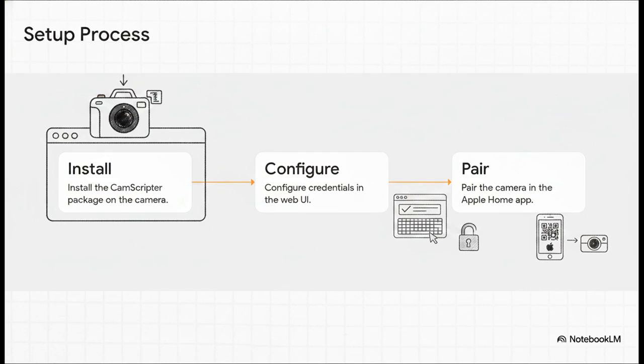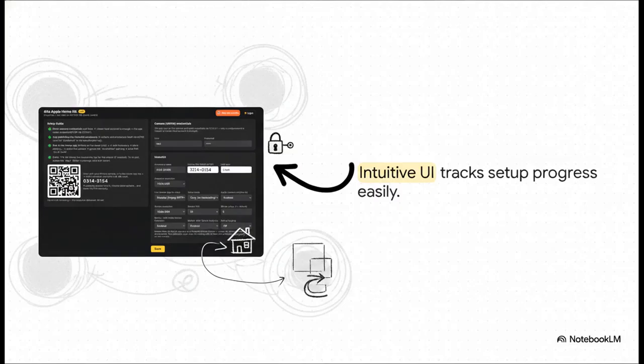Now you might be thinking, setting up an edge bridge is going to take hours of frustrating command line tinkering. Nope, it's an impressively simple three-step process that literally takes about 10 minutes. First, you upload the zip package via the standard CamScripter web UI. Second, you configure your basic credentials. And third, you scan a code to pair it with Apple Home. That's the whole shebang.